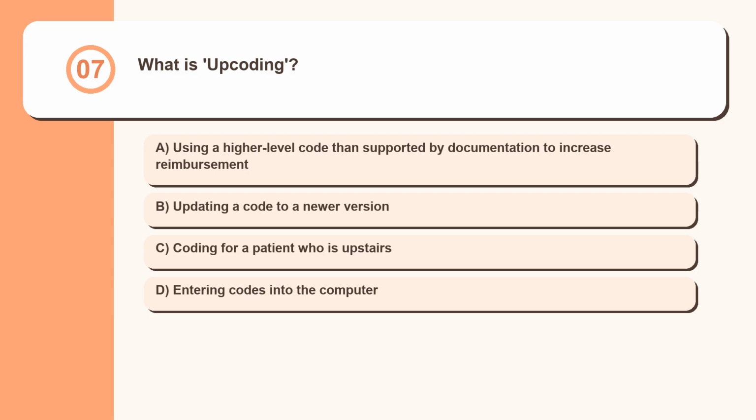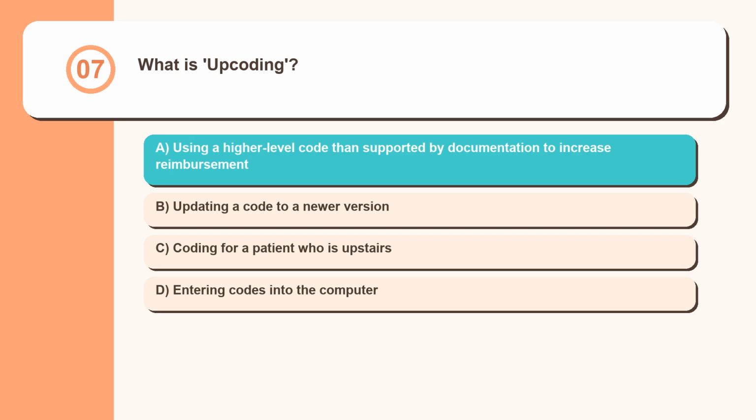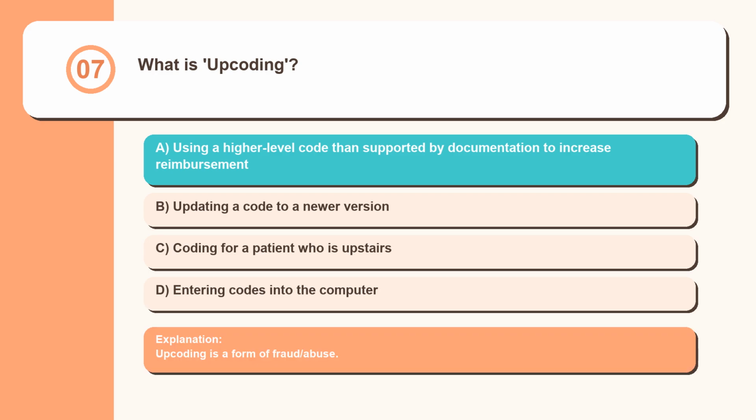Question 7. What is upcoding? Using a higher level code than supported by documentation to increase reimbursement. Updating a code to a newer version. Coding for a patient who is upstairs. Entering codes into the computer. Upcoding is a form of fraud/abuse.